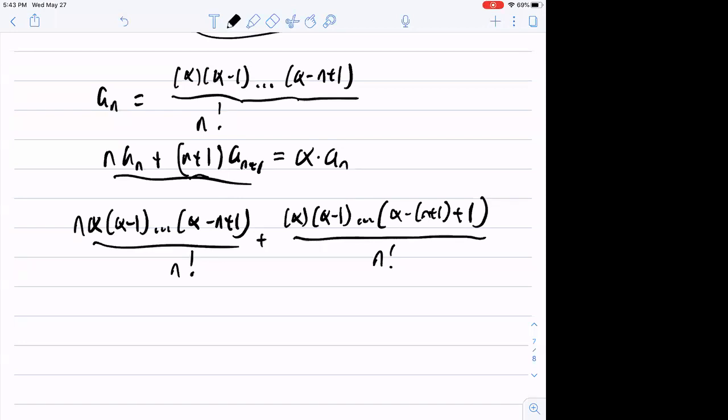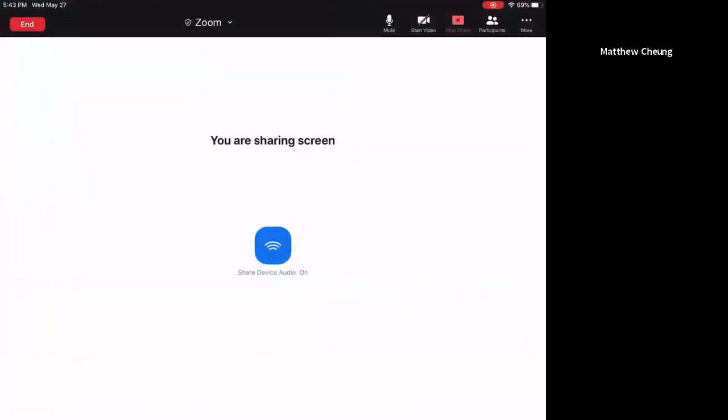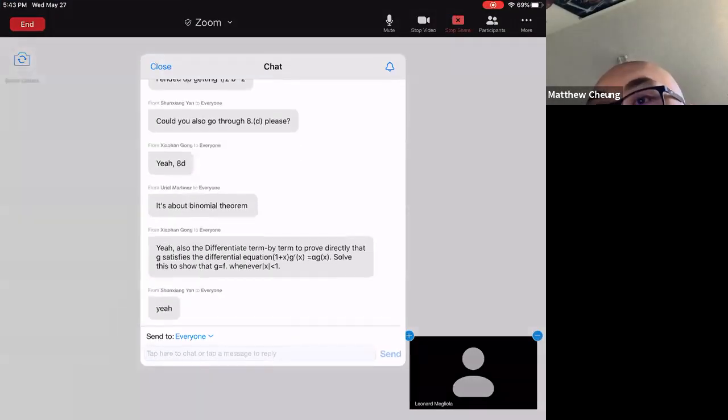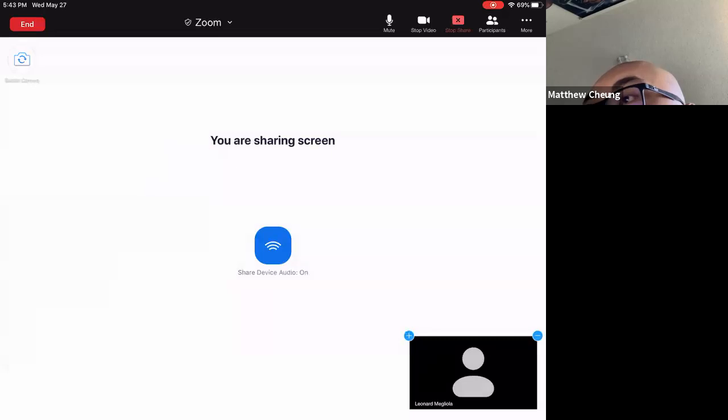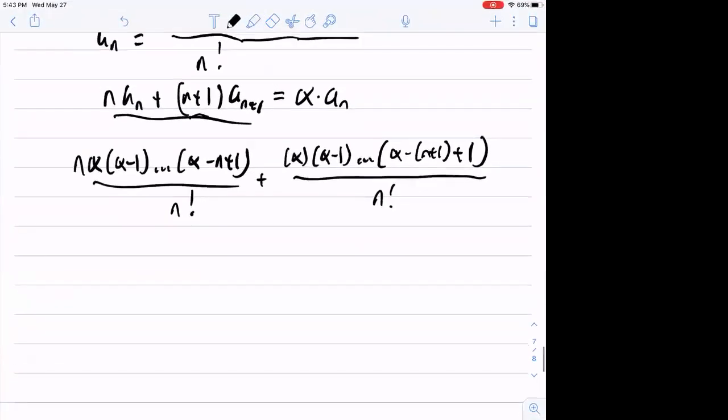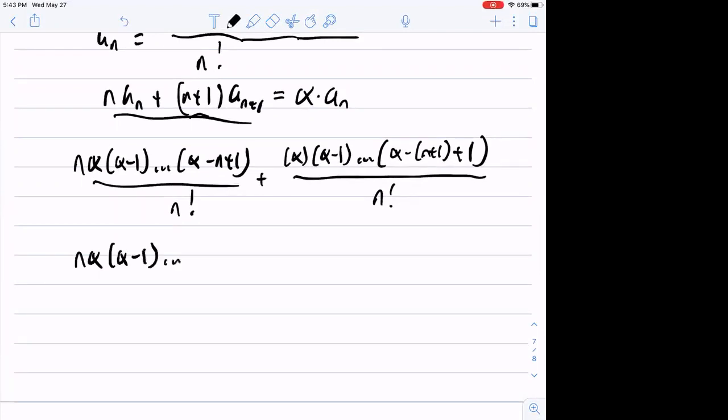Is everyone good so far? I skipped some algebra steps, but okay. Now this thing, let's write it out: alpha times (alpha minus 1) through (alpha minus n plus 1) over n factorial, plus, so what is this? It goes up to alpha minus n.